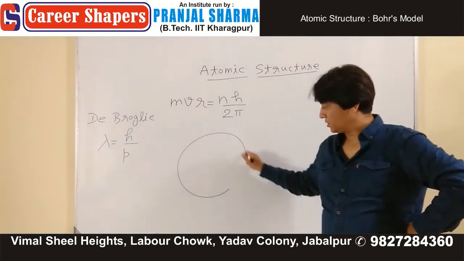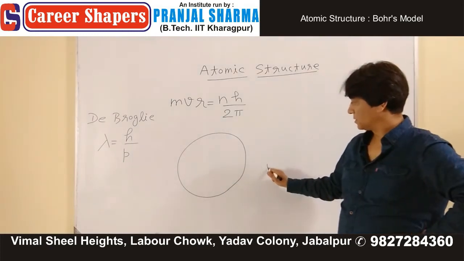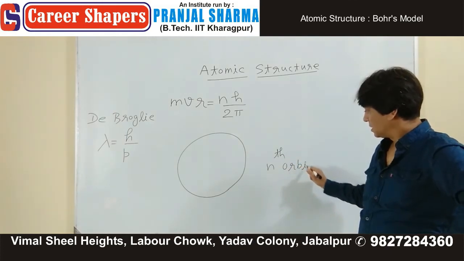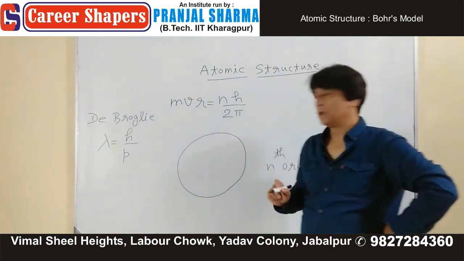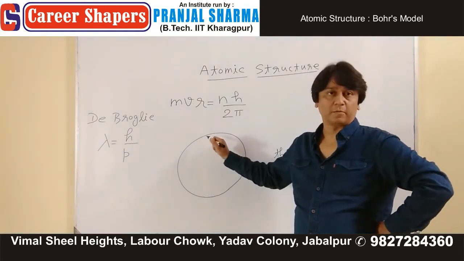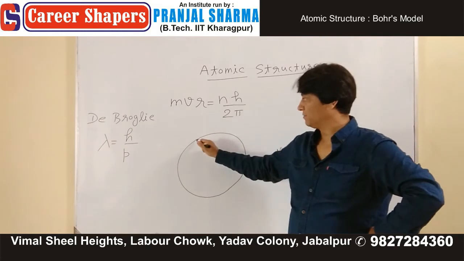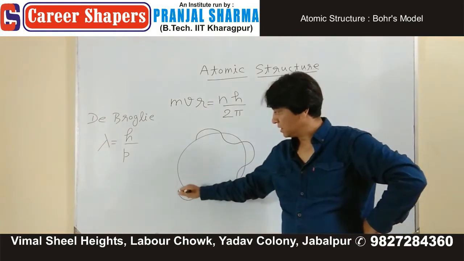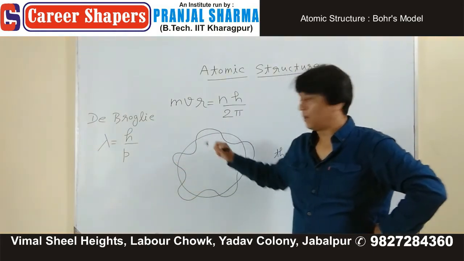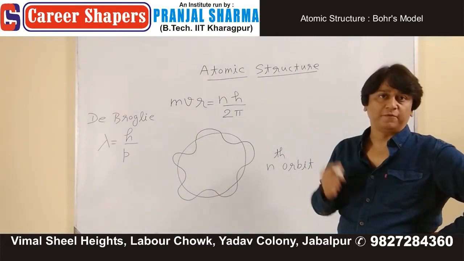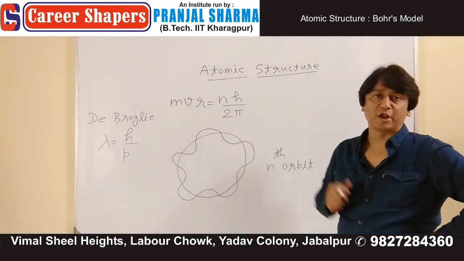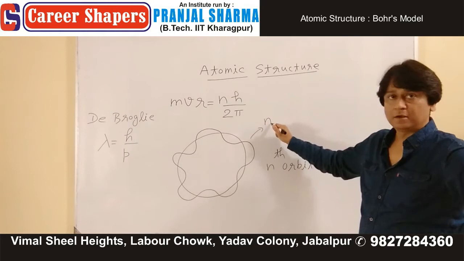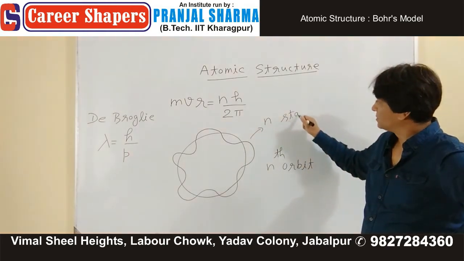If this is the nth orbit, then in this nth orbit, the electron as a wave forms n number of standing waves, stationary waves. These are n standing waves.